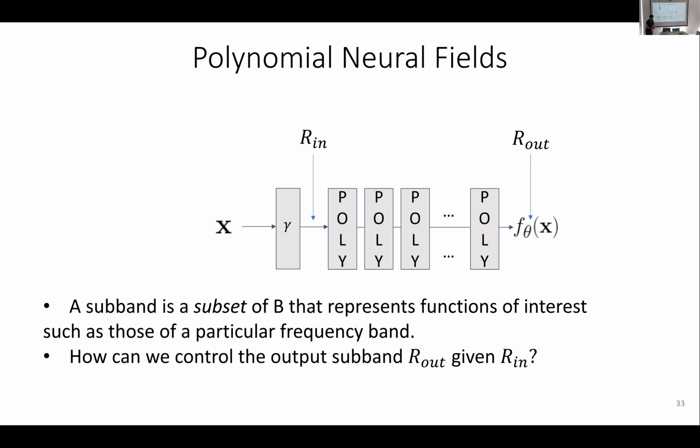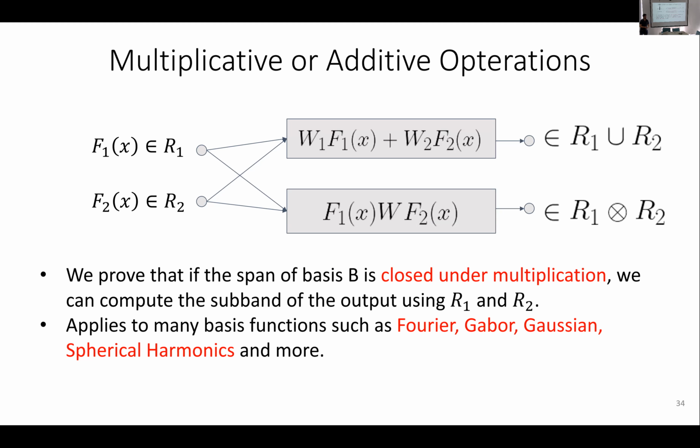So how can we do this? Well, because composition of polynomials is polynomial, what we show is that we can simply analyze each polynomial layer in isolation. In particular, we need to look at two operations that are performed in a polynomial layer, and that is either a multiplicative or additive operation. Given input f1 of x and f2 of x, we want to be able to analyze the output of these two operations.